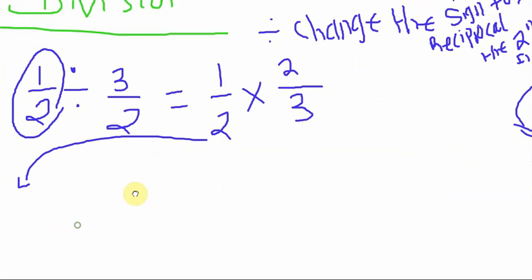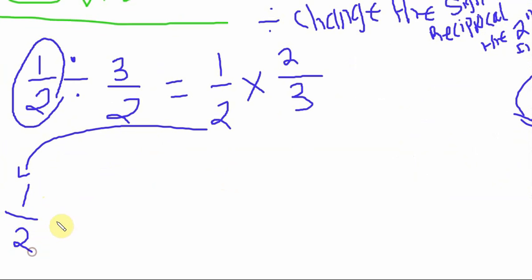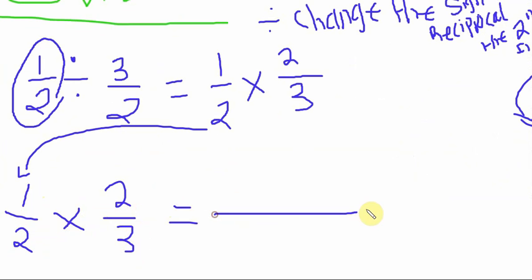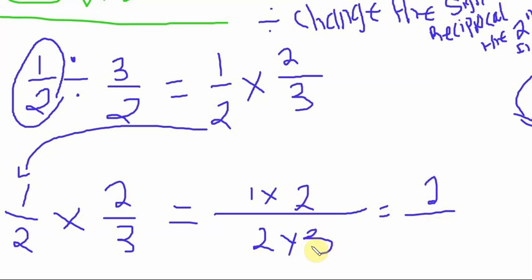Now we're multiplying, which makes our life much easier: 1 over 2 times 2 over 3. So for division, you change the division sign to multiplication, and then you multiply. Numerator times numerator, that's 1 times 2, which is 2. Denominator times denominator, that's 2 times 3, which is 6. We can simplify further: 2 over 6 is divisible by 2, so the final answer is 1 over 3.